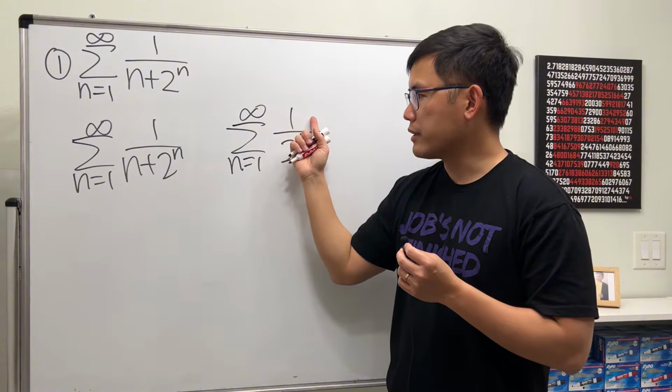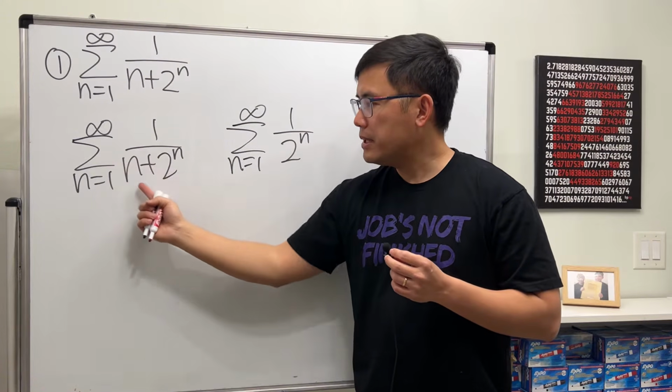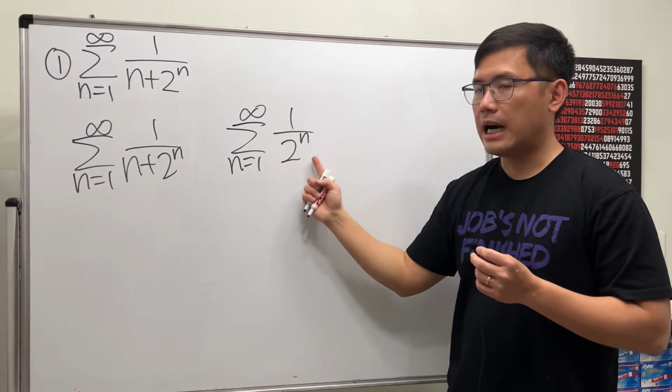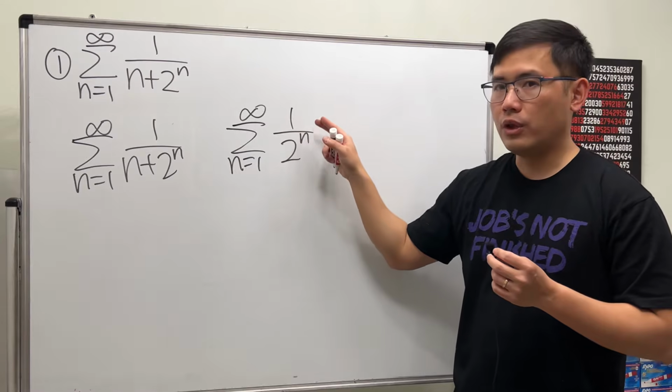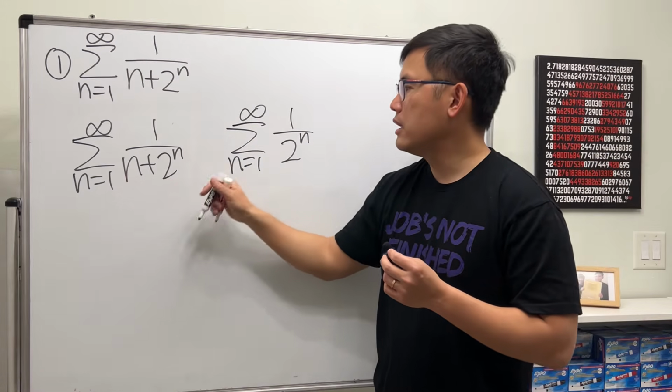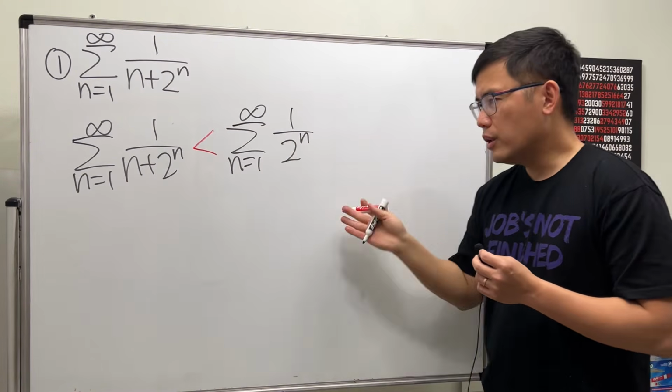Both of them have 1 on the top. We are adding n right here. So the denominator here is bigger than this denominator. But when we have 1 over this compared with 1 over that, the whole thing is less than this right here.